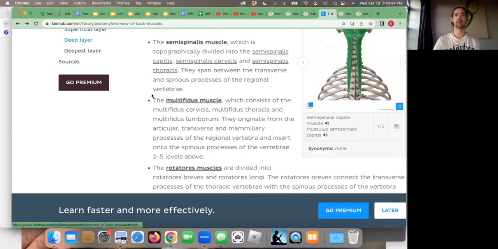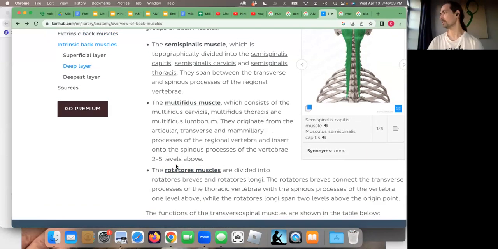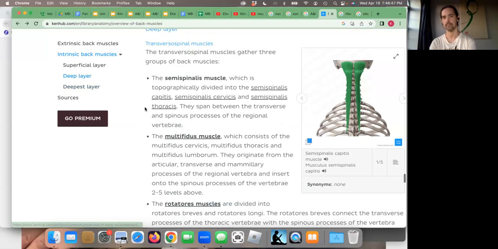All right, now the deep layer includes the semispinalis, which we saw a minute ago on the right side of the spine, the multifidus, and the rotatories. And this is the last of the back muscles we will discuss, other than the quadratus lumborum. The muscles on the deepest layer, we won't be discussing. I'll show you them, but we won't discuss them.